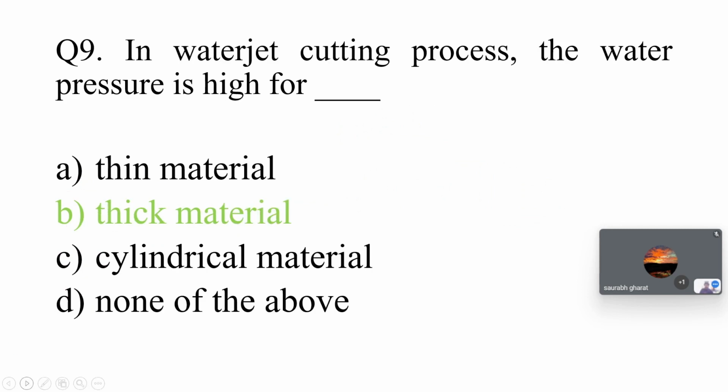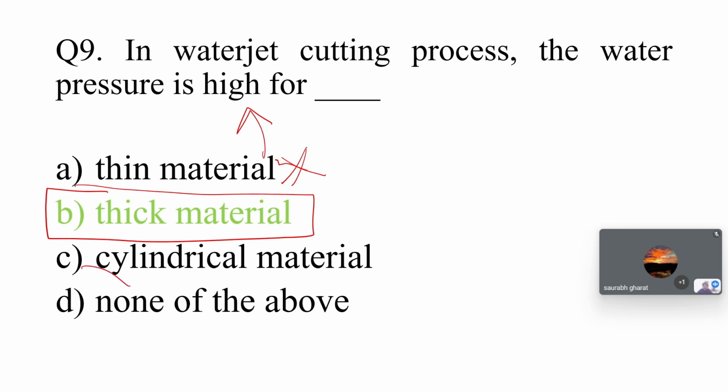In the water jet cutting process, the water pressure is high for: thin materials, thick materials, cylindrical materials, or none of the above. For thin material, you should not go with high pressures. So thick material is the correct option. The cylindrical material has no meaning over here, and none of the above is not correct.